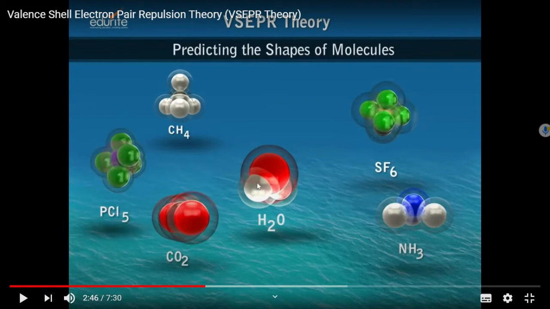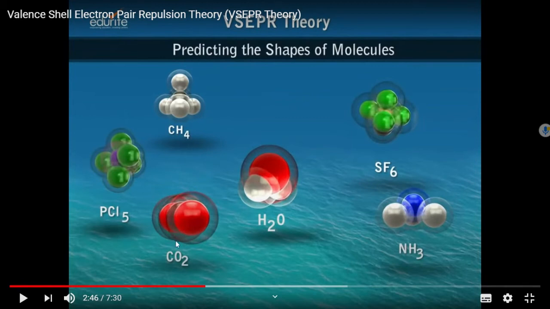Same with water, it's only got 2 bonds, right? But it's not in a straight line because you have 2 lone pairs of electrons on the oxygen that also have to be accounted for in terms of the shape. And methane has got 4 bonding pairs of electrons, so they're all as far apart as possible. Same in phosphorus pentachloride, 5 electron pairs as far apart as possible.